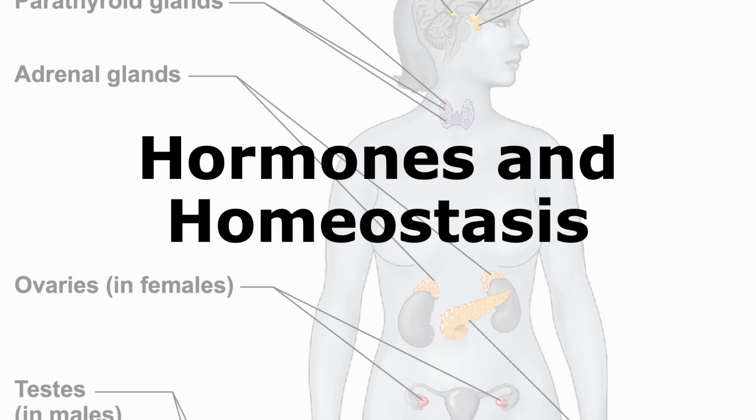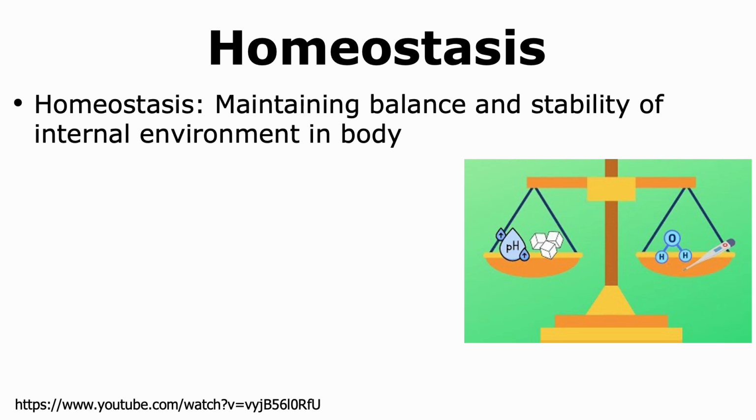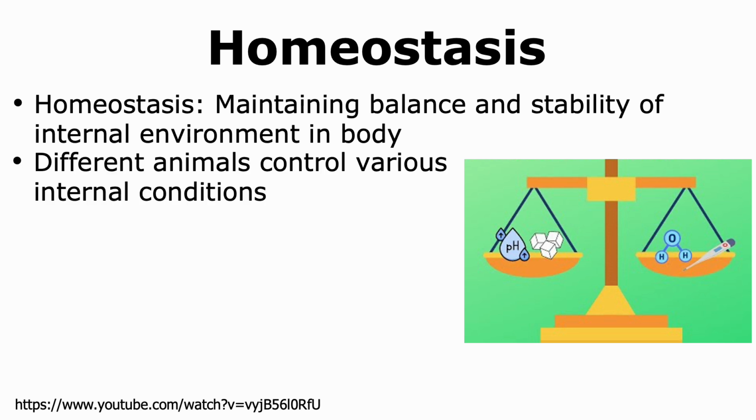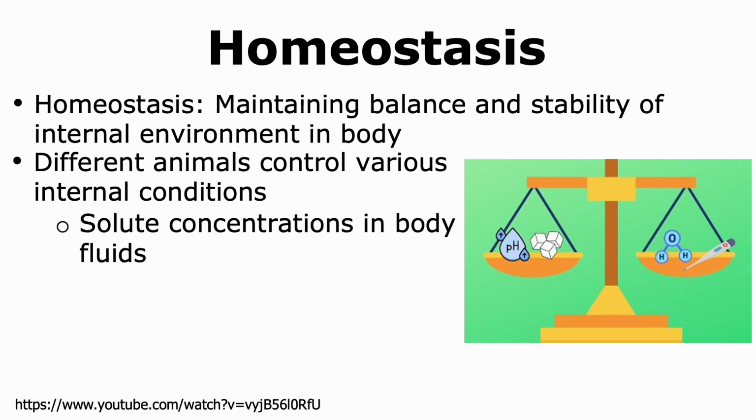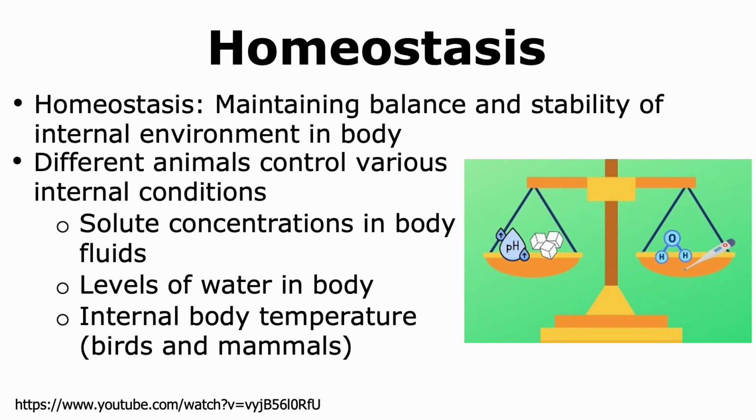In this talk, we will learn about homeostasis and the role of hormones in maintaining homeostasis in the animal body. Homeostasis is the ability of the animal to maintain a balanced and stable internal environment within the body. Different animals have evolved different physiological processes to control their internal environments and maintain homeostasis. This includes maintaining an appropriate solute concentration in the body and body fluids, water levels in the body, as well as maintaining a steady internal body temperature, especially in the case of endothermic animals like birds and mammals.